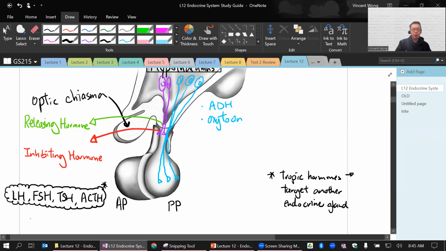And then we have non-tropic hormones. They don't have a specific endocrine target. They just target all over the body. We have GH, which is growth hormone. Again, don't worry about what they stand for at this moment. We're going to talk about it throughout the lecture. And then there is PRL, prolactin, which makes milk for nursing mothers. Okay, so these are non-tropic.